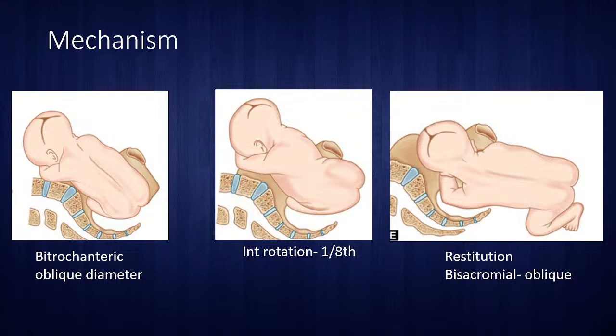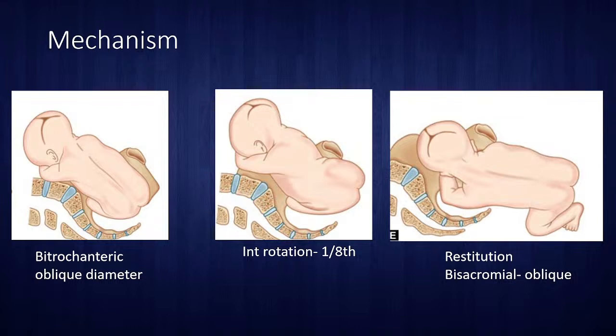Here in breech presentation, the presenting part is bitrochanteric. Bitrochanteric means the trochanteric diameter is the presenting part. Presenting part means the part of the presentation which is occupying the lower pole of the uterus, or that is engaging into the pelvis. So, once the bitrochanteric diameter is in the oblique plane, it rotates 1/8 of a circle to come into the anterior posterior plane.